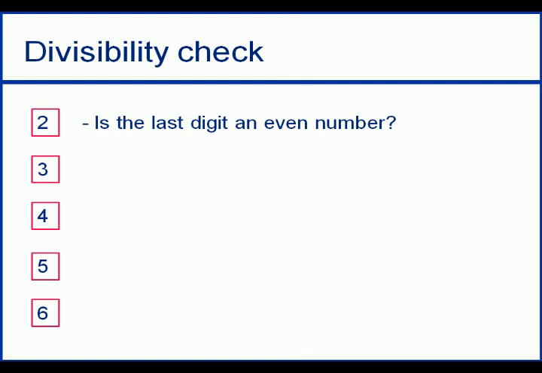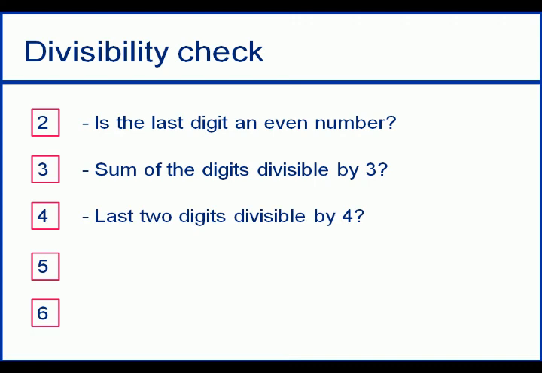So for 2, is the last digit an even number? If yes, it is divisible by 2. For 3, is the sum of the digits divisible by 3? If yes, the number is divisible by 3. For 4, are the last two digits divisible by 4? If yes, the number is divisible by 4.